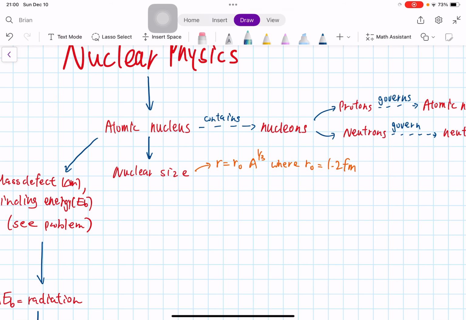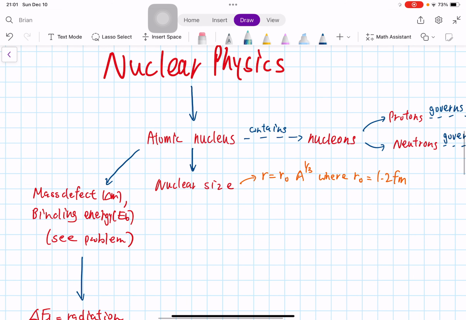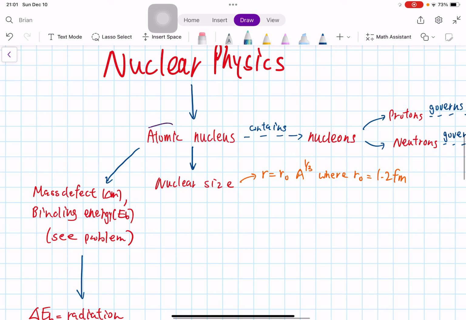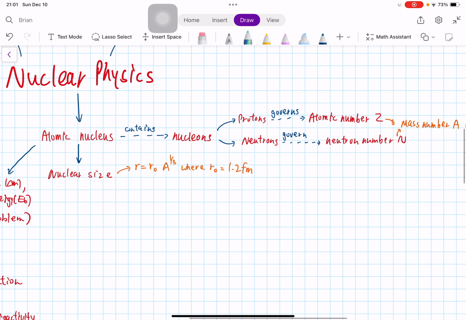Here I'm gonna cover the concept map for nuclear physics, which is chapter 10 of the OpenStax textbook. When we're looking at nuclear physics, we look at the atomic nucleus microscopically. The atomic nucleus contains nucleons, and we can classify nucleons into two types of subatomic particle called protons and neutrons.